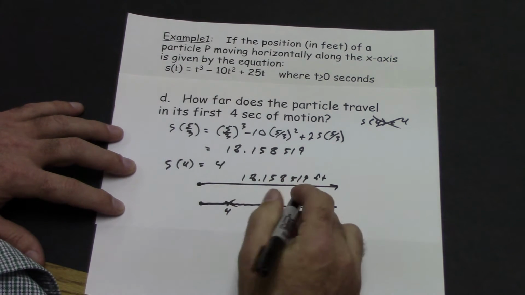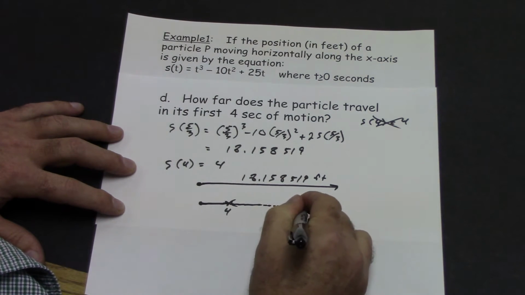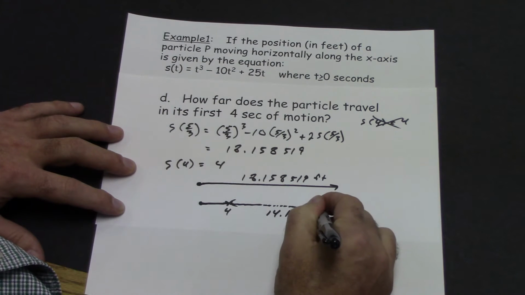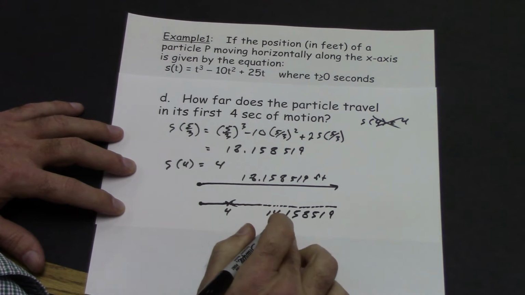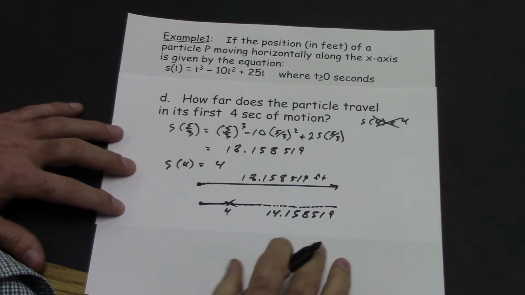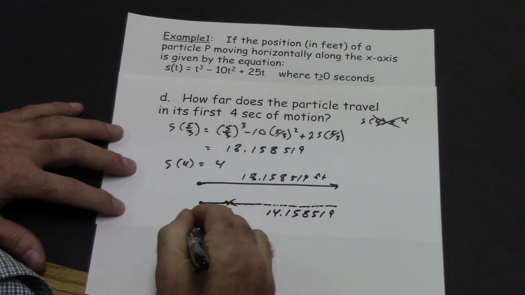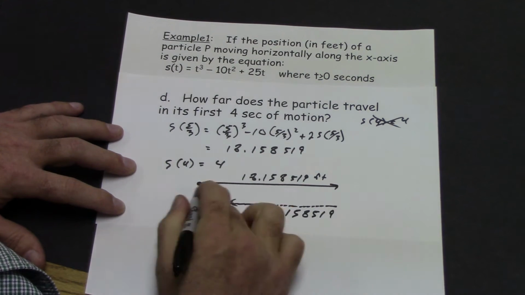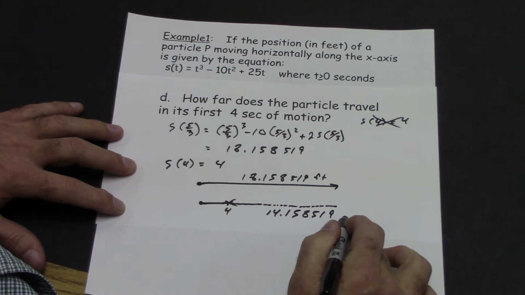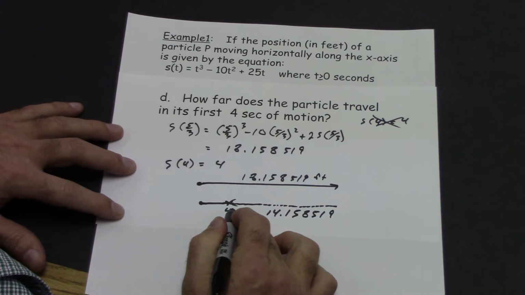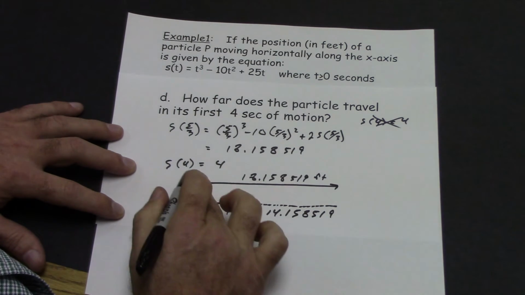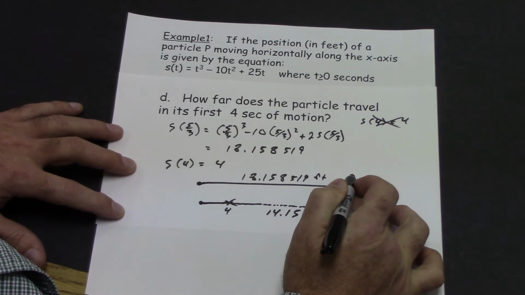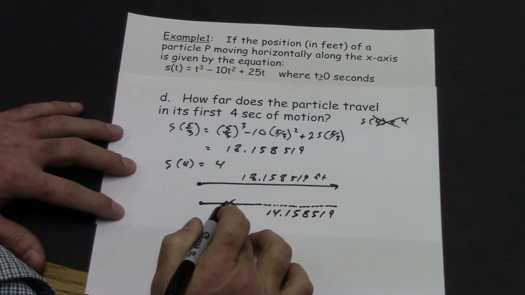18 minus 4 would be 14.158519. So it's gone back to the left 14.1 feet. To get the total distance traveled, we're going to have to add the distance the particle traveled to the right plus the distance the particle traveled to the left. Remember, it's 4 feet from where it started, and it went over 18 feet. Now it's gone back 14.1 feet.